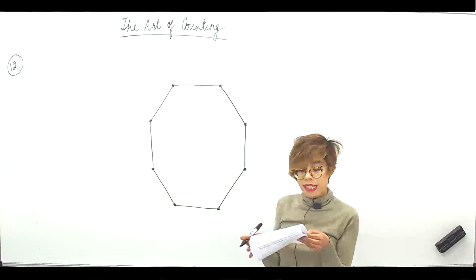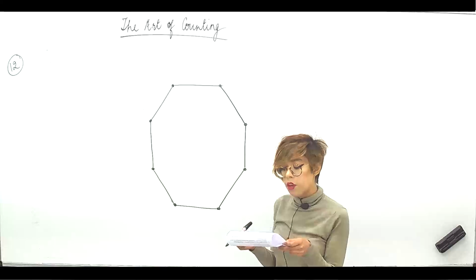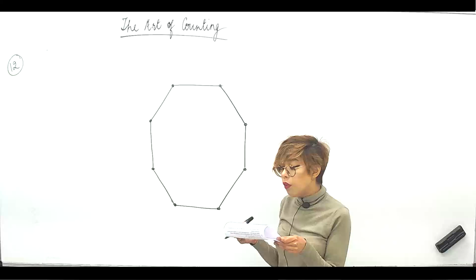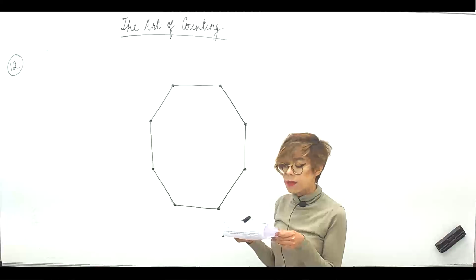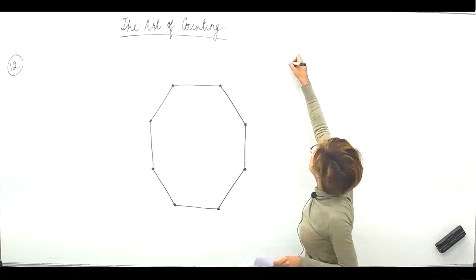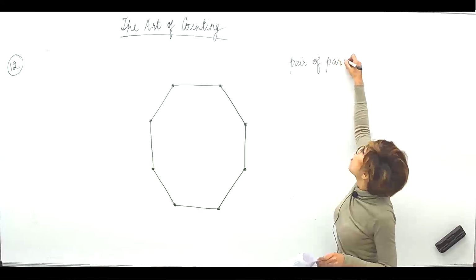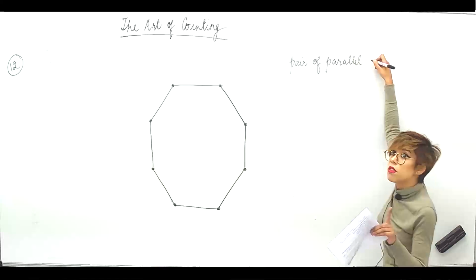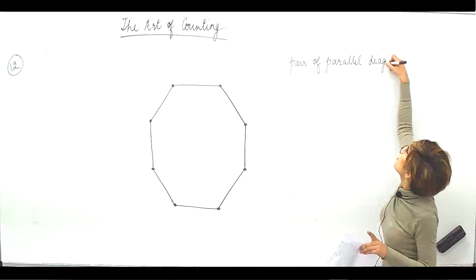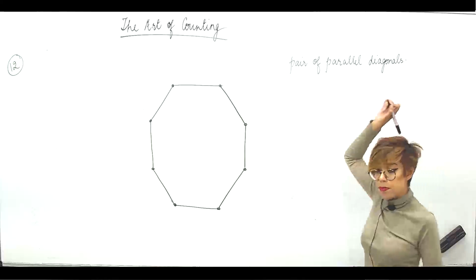Okay. So he says, in how many ways can a pair of parallel diagonals of a regular polygon of 8 sides be selected? Now, pair of parallel diagonals. I need to count the number of pairs. We have to be careful. Number of pairs. Alright.